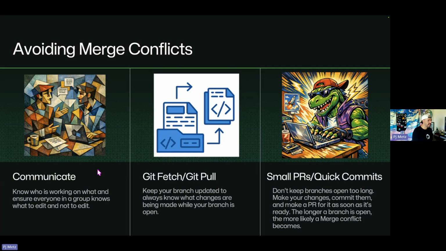Know who's working on what, ensure everyone in the group knows what to edit and not to edit. And one of the best ways to do that is already inside of GitHub, and it's issues and project management tools. If you are proactively planning out who works on what, you should encounter fewer merge conflicts. But inevitably, people's work can end up touching the same files. Where this happens a lot is in package-lock.json and things like that, files that keep track of dependencies, or who has what and where. That's the kind of place where these things can happen a lot more.